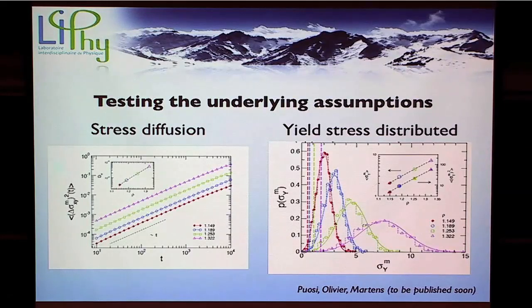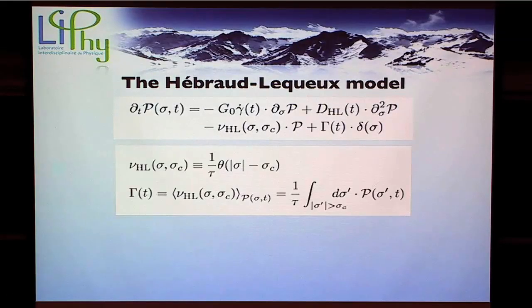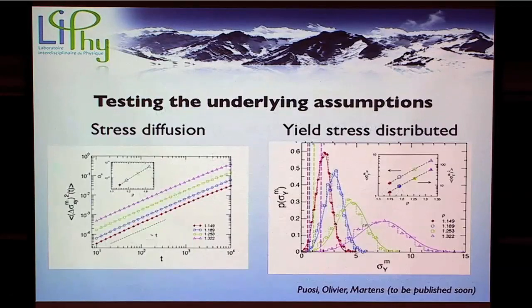Then another thing, which I didn't insist on too much: if you look at the equation, we put in a single yield stress. So this is the same for all the sites. And of course, you would expect that due to disorder, this should be a distributed value. And indeed, when you do simulations and you measure the yield stress, I can explain more how we do this, you find that there's a distribution of these yield stresses.